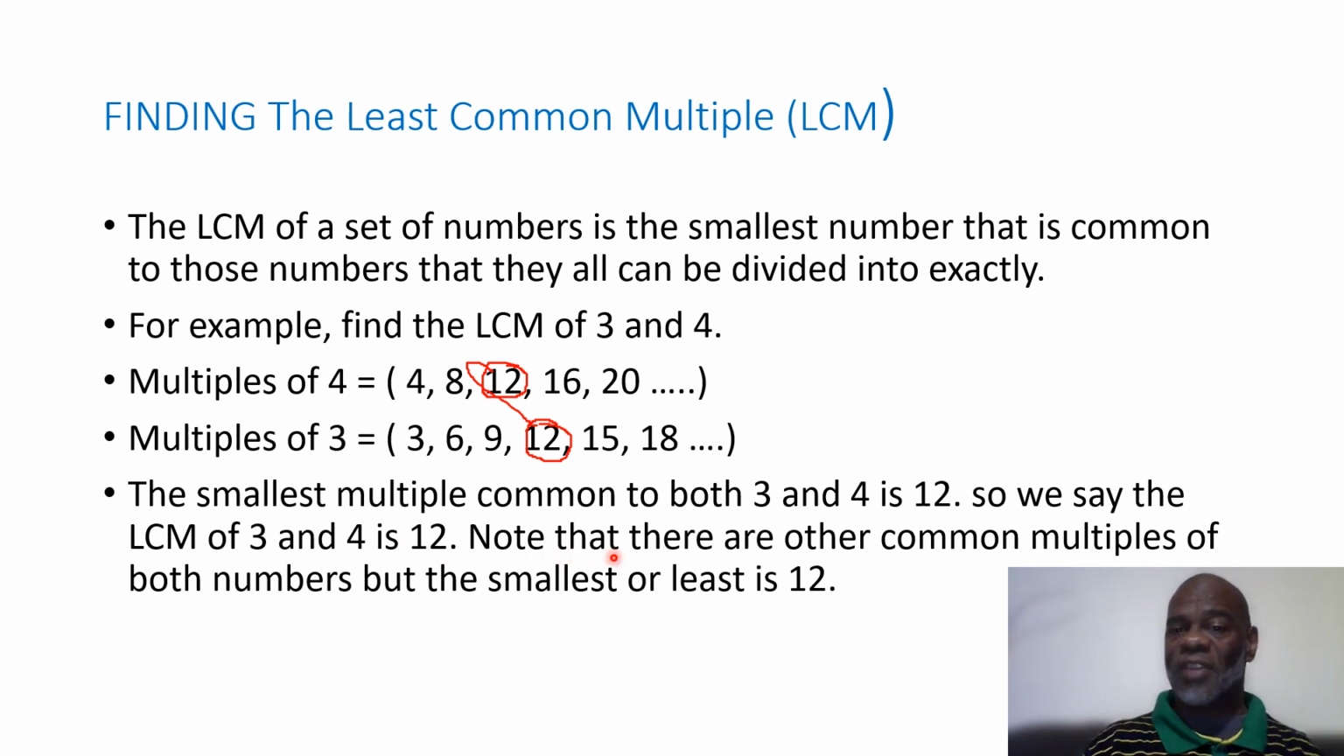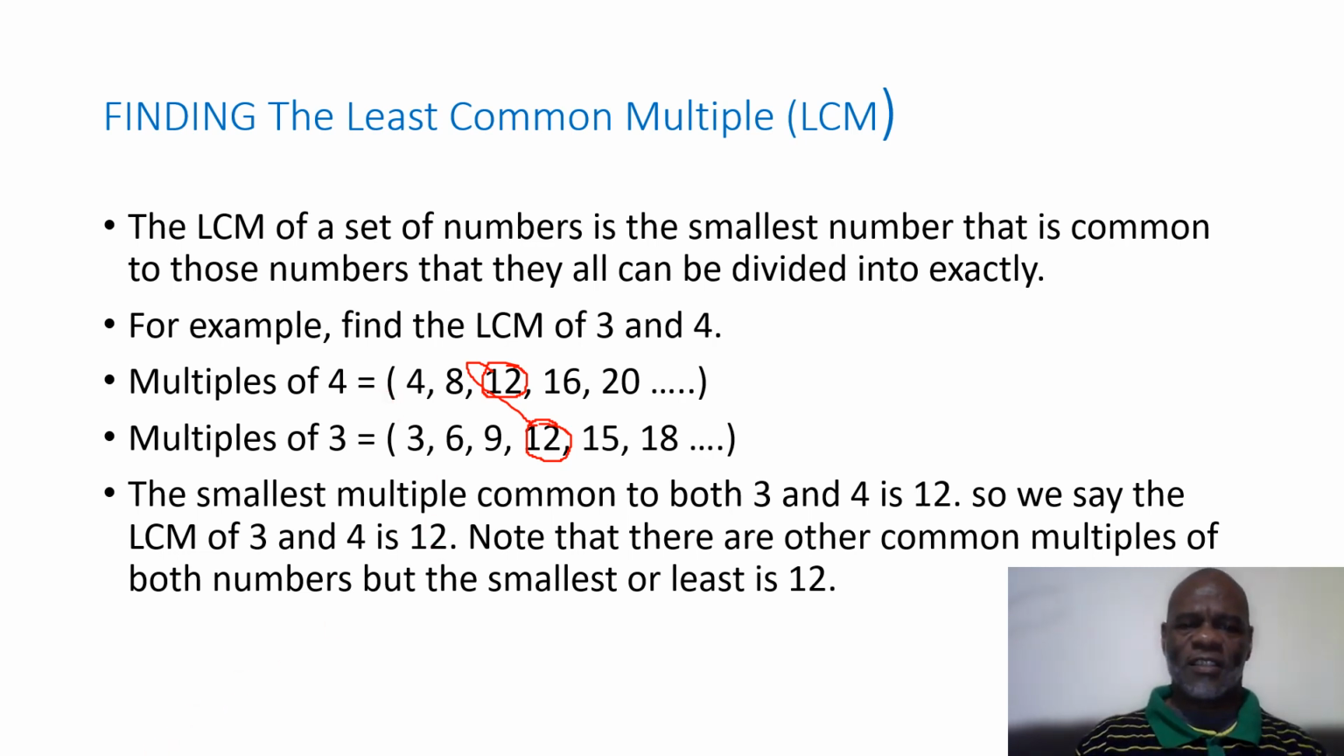Note that there are other common multiples of both numbers, but the smallest, or the least, is 12. If we had continued, we would have found other numbers that are common, but they are bigger, because 4 will go into 24, and 3 will also go into 24. 3 times 8 is 24, 4 times 6 is 24, and you can add them as you go along.